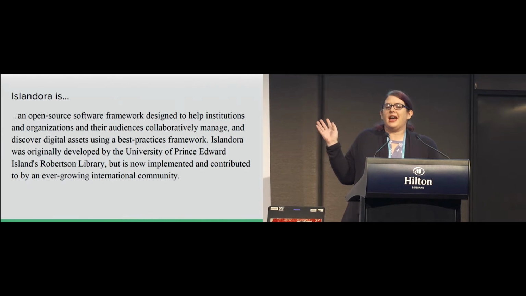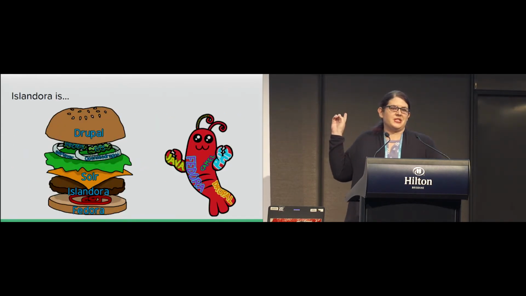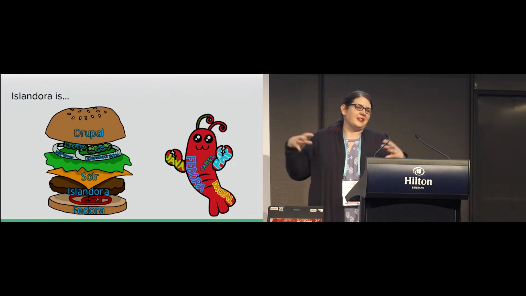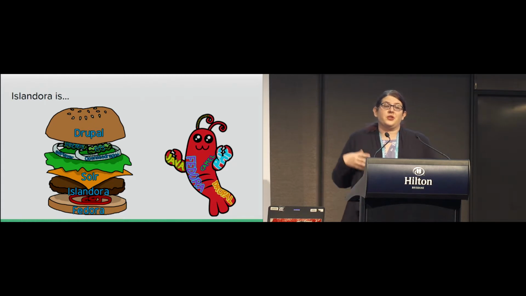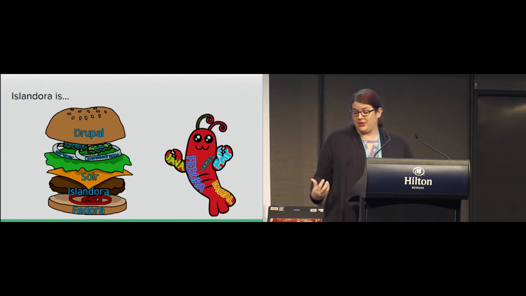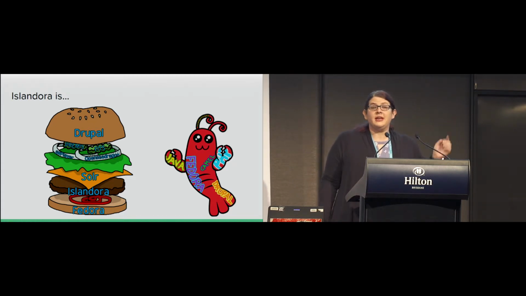In terms of describing how Islandora works, we prefer to step away from the wall of text and use some more simple visual metaphors that we've kind of congealed over the years. So there are 2 major versions of Islandora that are currently in development and being supported by our community. The first is a cheeseburger, and the second is a lobster chimera.